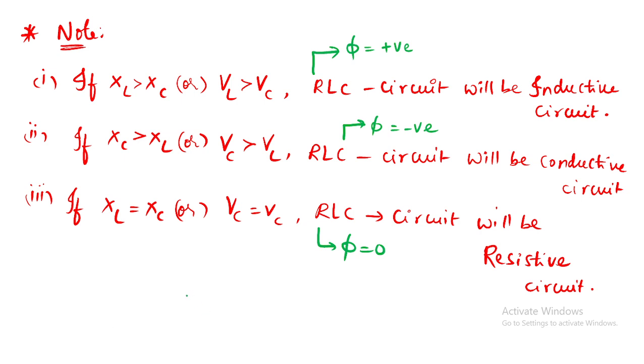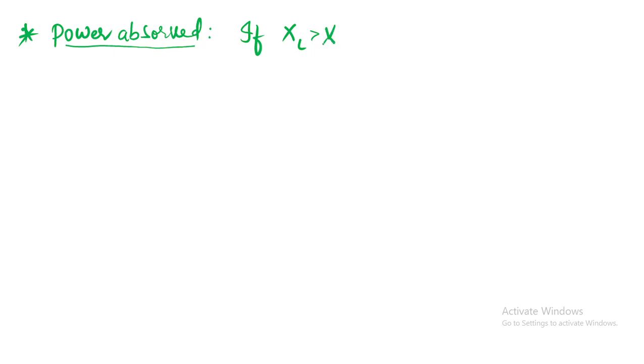Nikashani, are you writing? Completed. Then power absorbed, because in every circuit we try to follow the power absorbed, right? Power absorbed. In a case where the XL value is greater than XC, this circuit behaves as inductive, or not? In an inductive circuit, yes or no? The RLC circuit now is inductive, right? So instantaneous power.